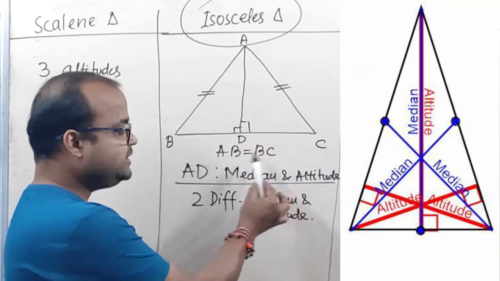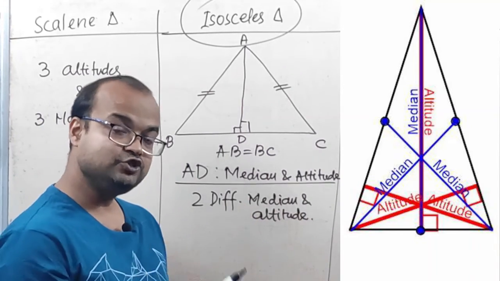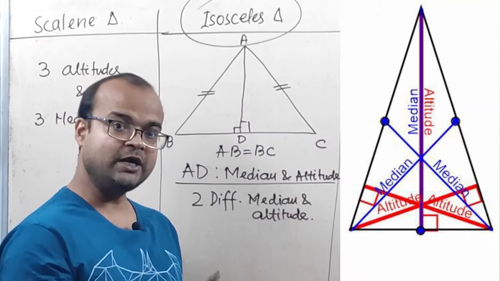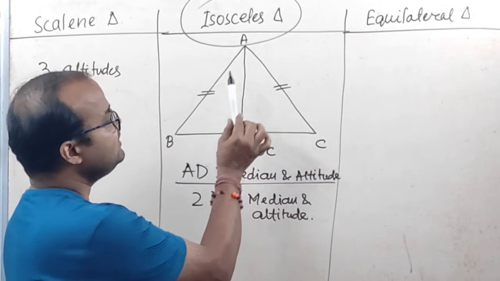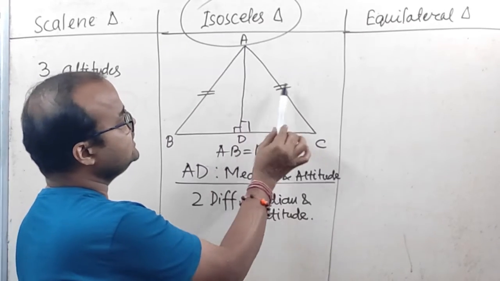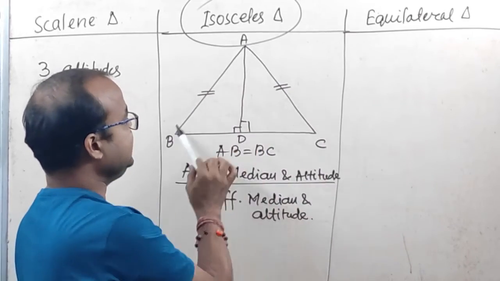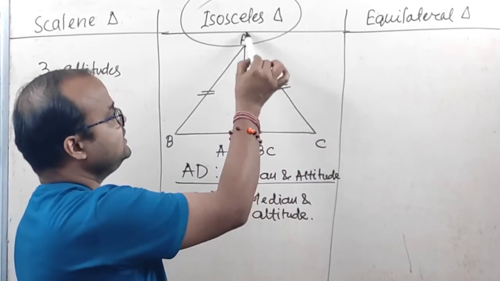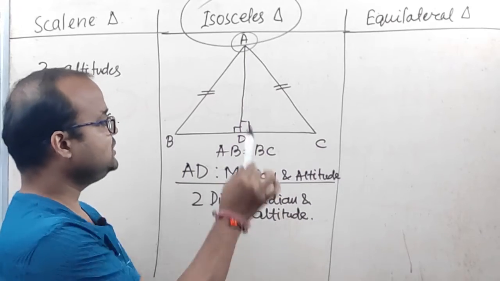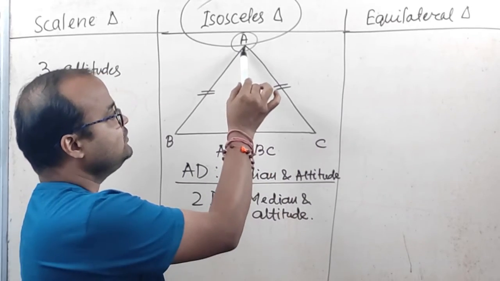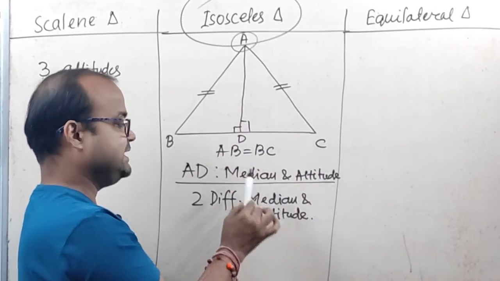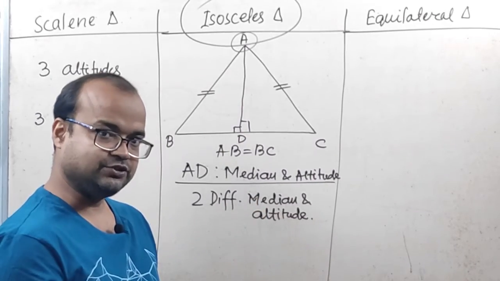And these median and altitude are the same if you draw a median or altitude from a vertex joining the equal sides. Now A is the vertex which is joining the equal sides AB and AC. Then the median drawn from the vertex A to its opposite side is the median as well as the altitude.